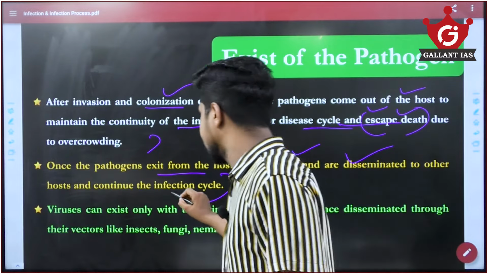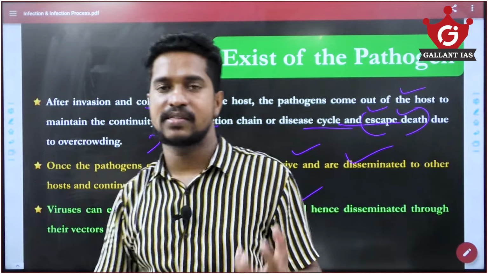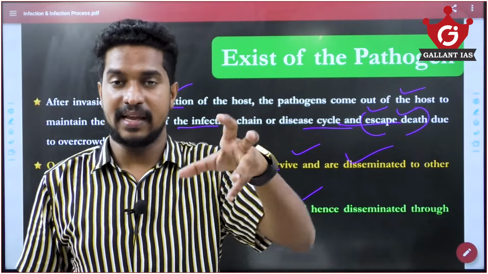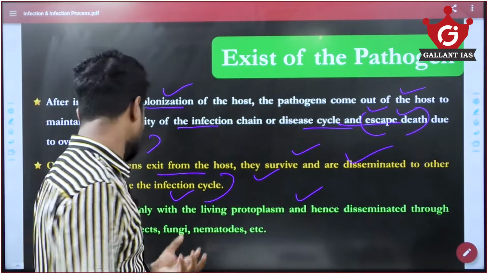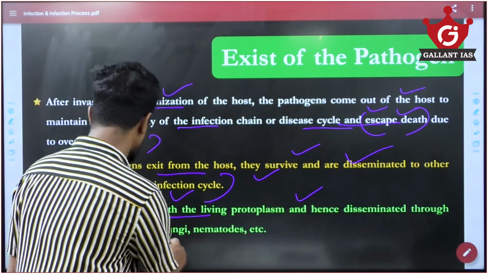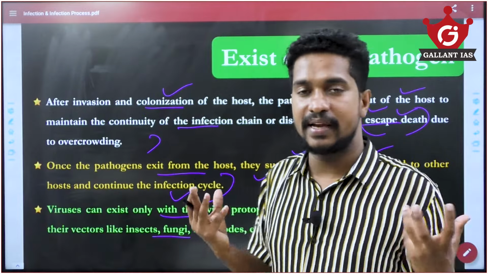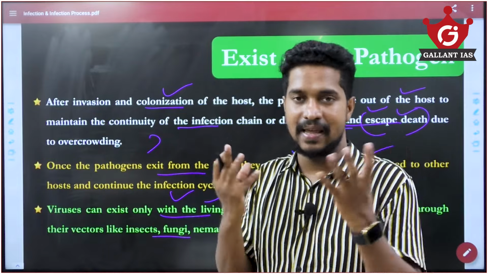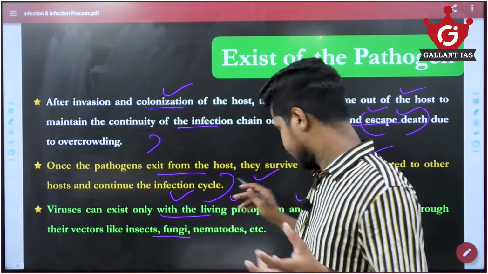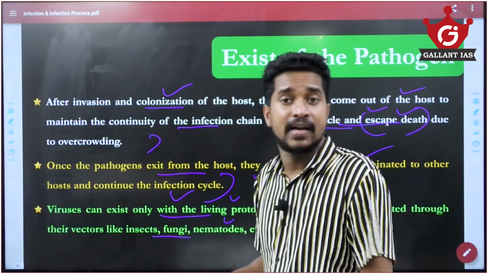Viruses can exit only with the living protoplasm. We all know that viruses multiply and grow only inside living cells. Hence they are disseminated through their vectors like insects, fungi and nematodes. For their survival, viruses need a living cell.